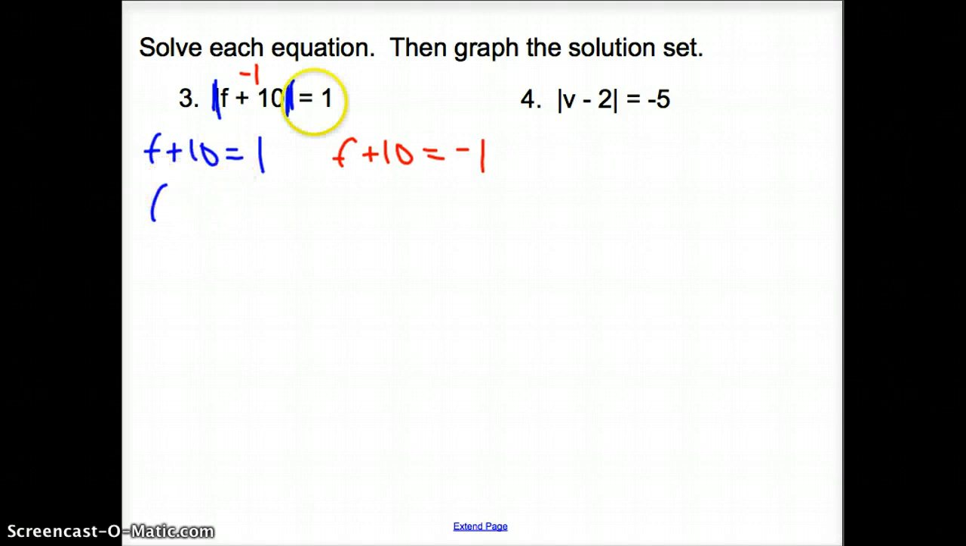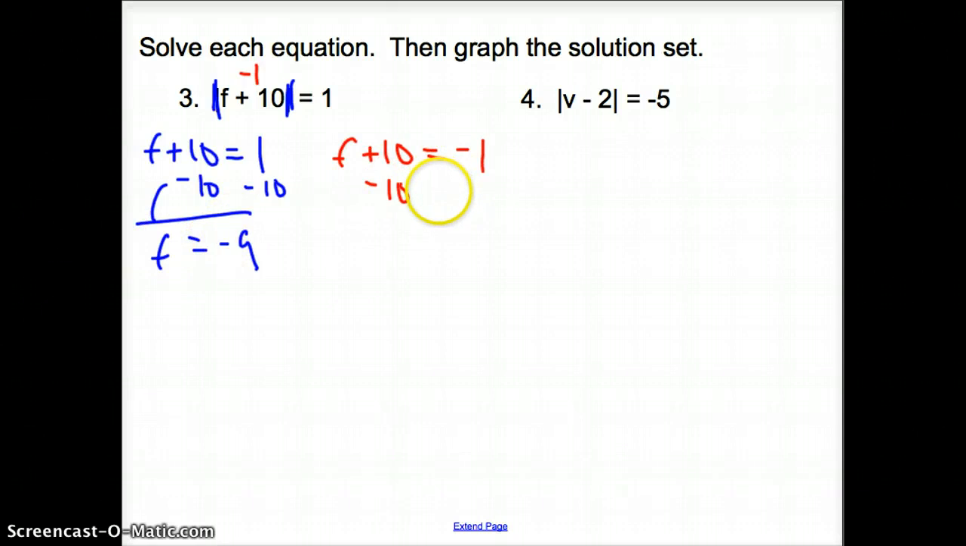So let's go ahead and solve these two equations. First I have to subtract 10 from both sides in the blue equation. Bring down my f, then 1 minus 10 is -9. And so now that is one answer. Again, I have to do it in the red. Now we have to make sure we show our work here because they're not going to be the same f's, so I subtract 10 from both sides again. Now I get f equals -1 minus 10 is now -11.